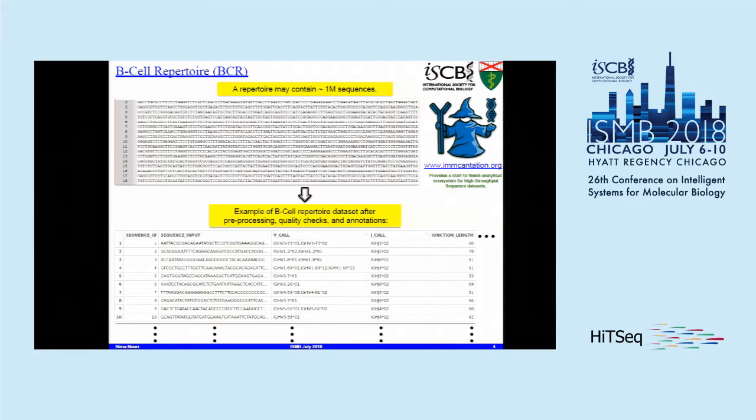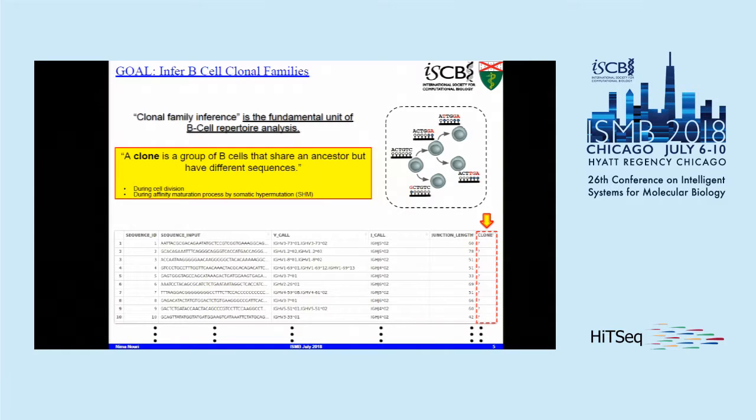After many layers of pre-processing, we tabulate and analyze this data, and we get a very organized table. You can see here, for example, each row represents one sequence, and each column is the information corresponding to that particular sequence. For example, we provide the information about the V genotyping, the J genotyping, and also junction length. All the information is included in this table. So the goal is we take this table, and then we try to infer the clonal families.